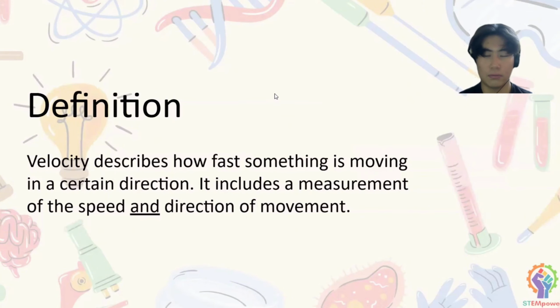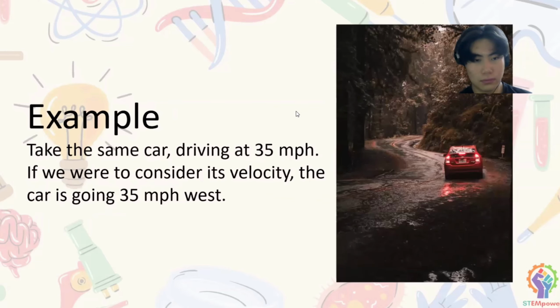So by definition of velocity now, moving on, basically it is speed with direction. Say you have a value of 35 miles per hour, as earlier for speed, and you throw in west, north, south, east, directions on a compass, or an angle. So you can say, I'm heading 35 miles per hour north, or 35 miles per hour at an angle of 30 degrees, right? Another example would be a car driving at 35 miles per hour. If we were to consider its velocity, we can say that the car is going 35 miles per hour west.